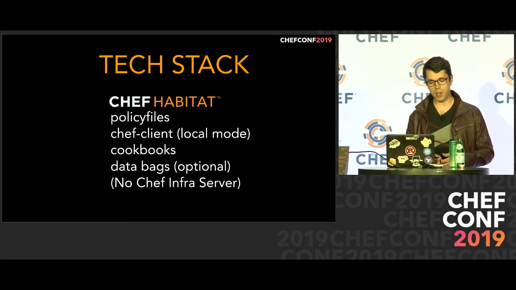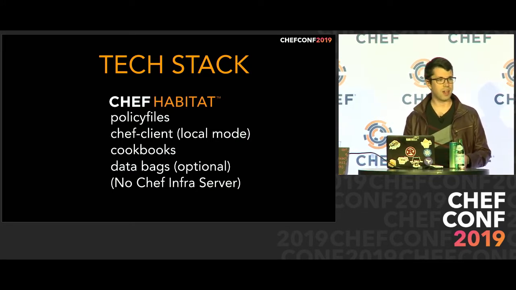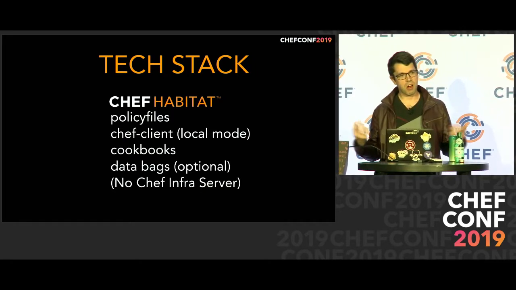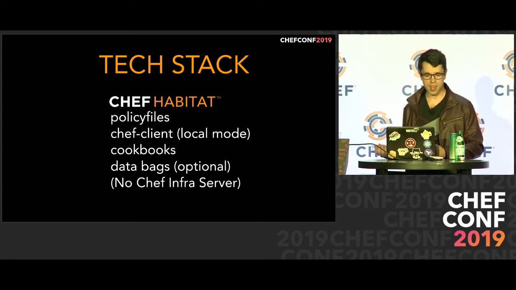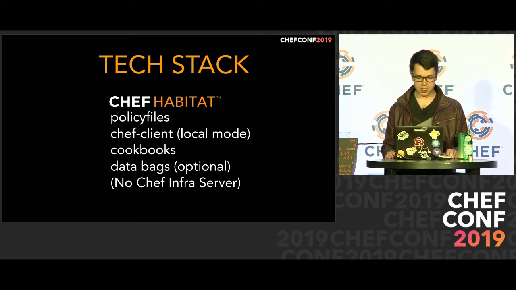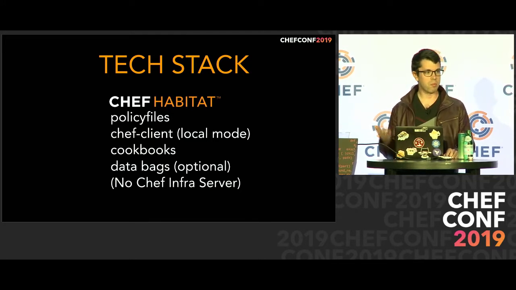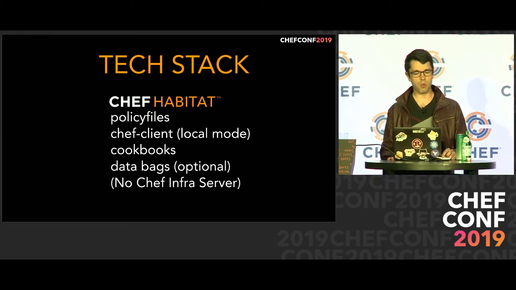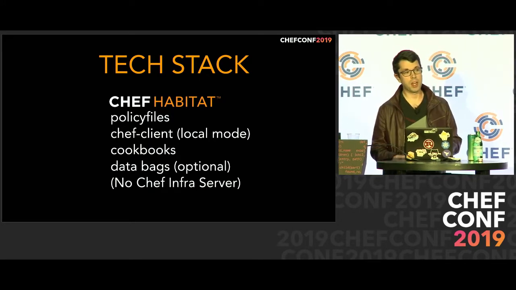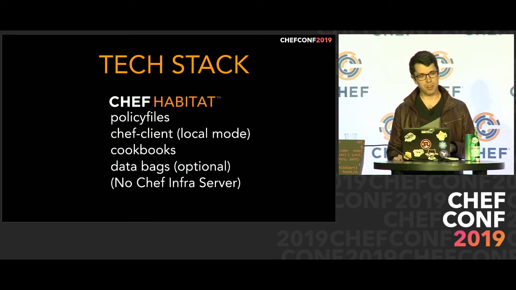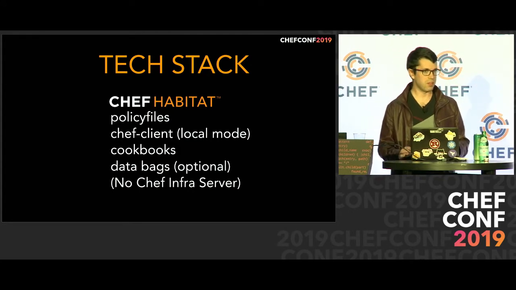And what's great about these is that they're actually all pretty old at this point, which is pretty cool. It's just a very novel way of putting together things that really hadn't been done before. So we have Policyfiles, which is really great because it gets rid of things like the role versioning problem. We're running Chef Client in local mode, and there's a lot of talk about that. Your existing cookbooks will run on this. And if you want to run your existing data bags, you can as well.